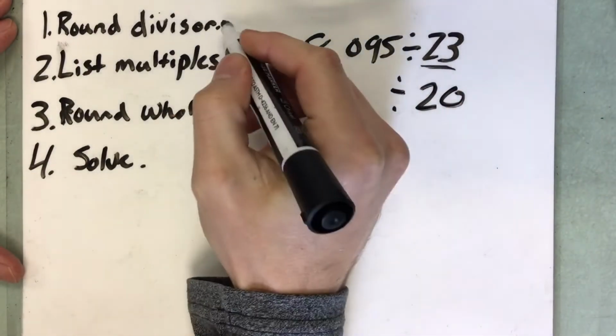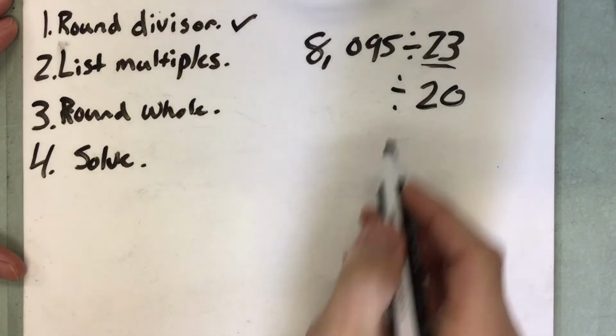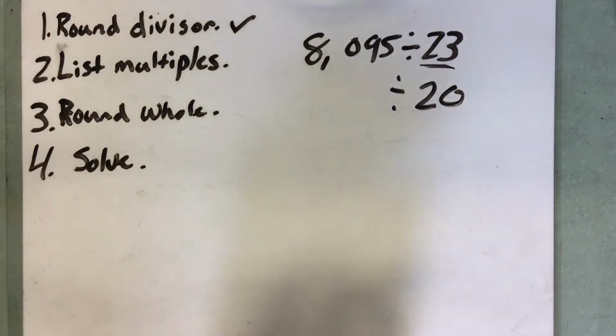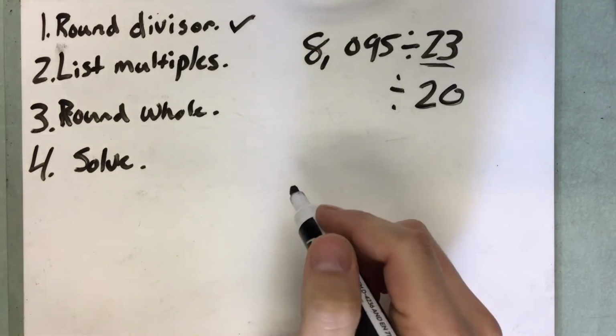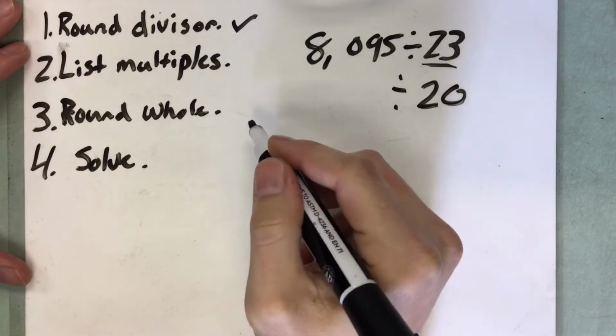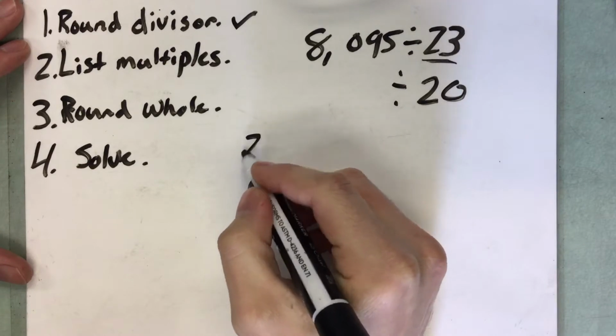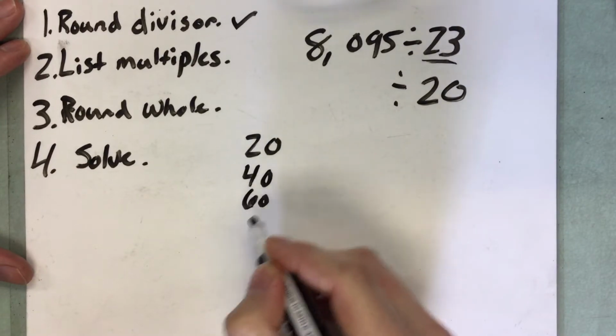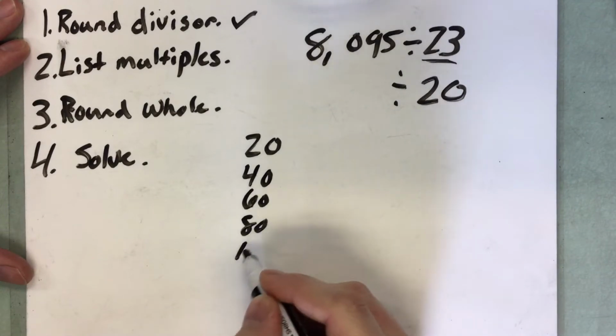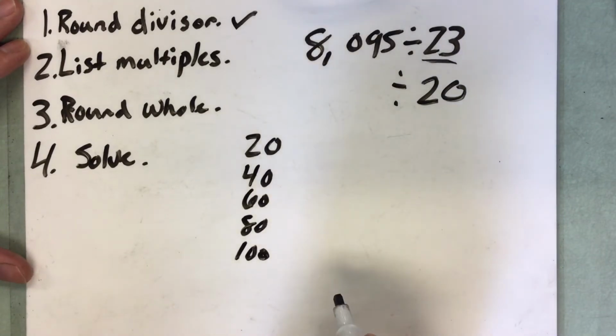Now, for listing our multiples, I'm obviously not going to list all the multiples to 8,095. So let's get a good idea of where we're going, and I'm going to list some of the multiples for 20. So 20, 40, 60, 80, 100. All right, let's look at some of these numbers and see if we can kind of figure things out here.